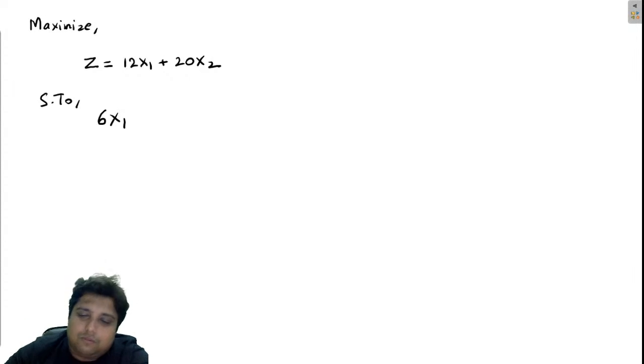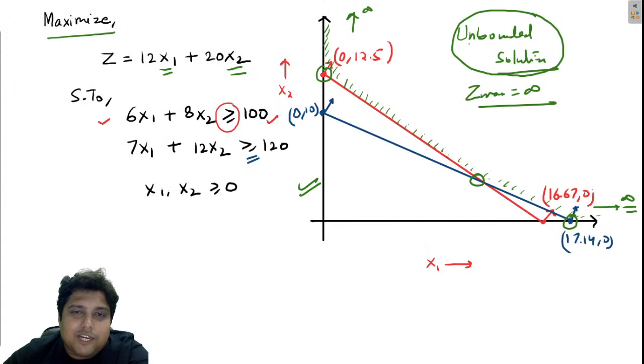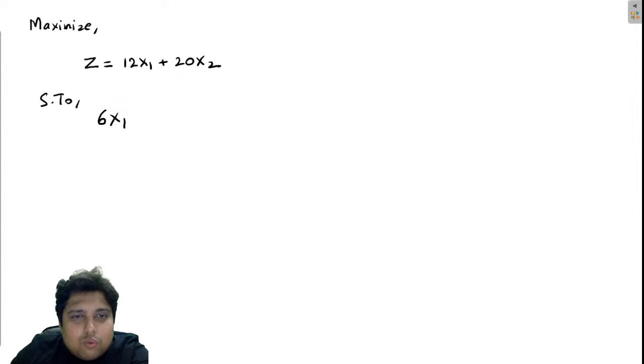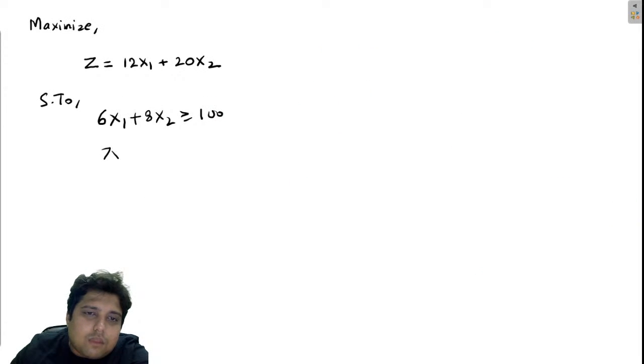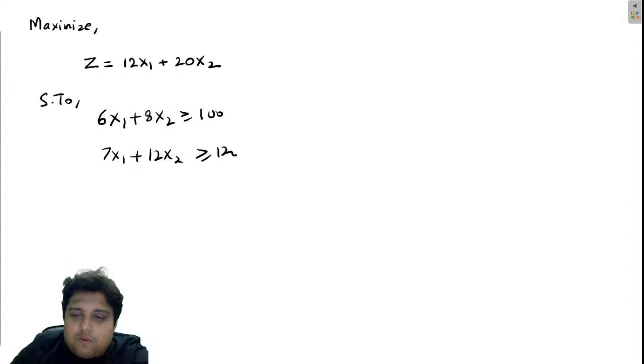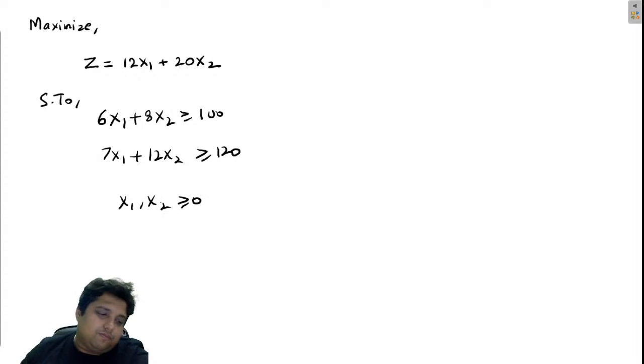Okay, so subject to 6x1 plus 8x2 greater than equal to 100, 7x1 plus 12x2 greater than equal to 120, and x1, x2 greater than equal to 0.